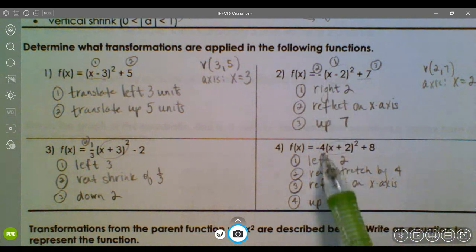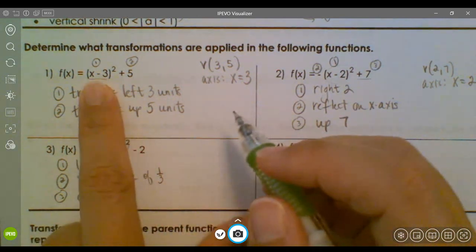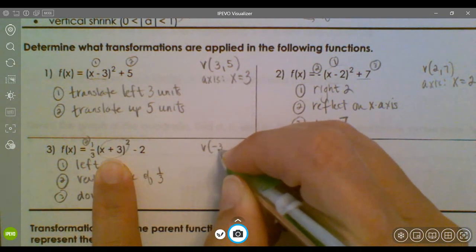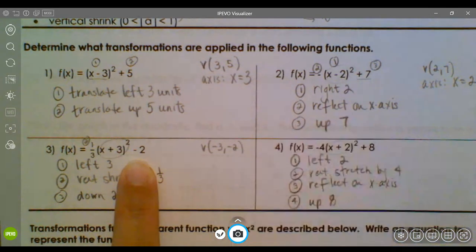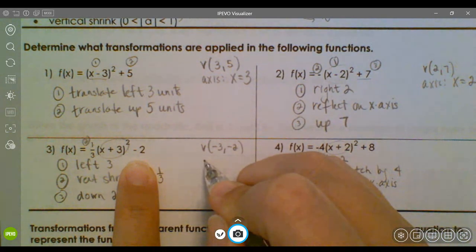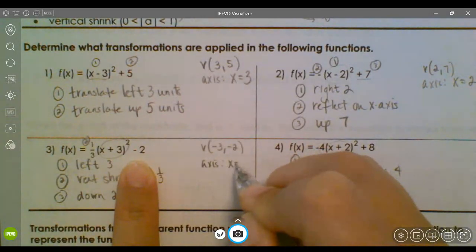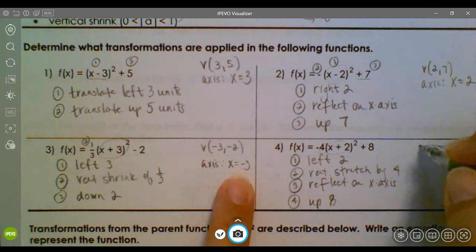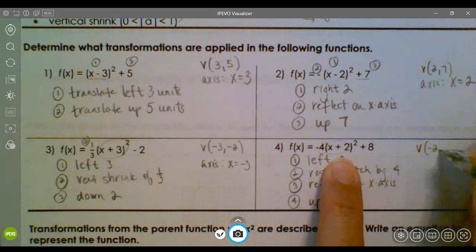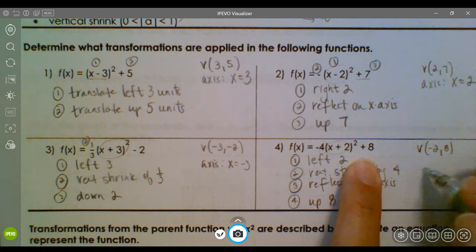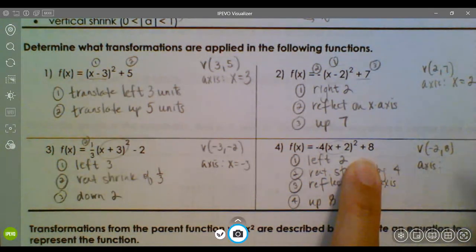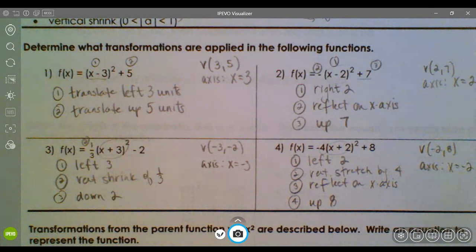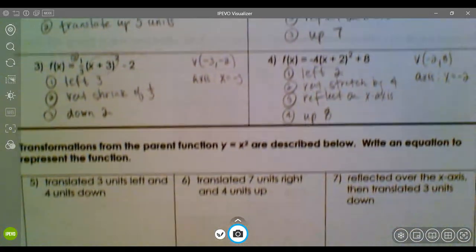The negatives in front don't matter. The numbers in front don't matter. All that matters is what's in the parentheses and what you add. So here my vertex is, instead of plus 3, we're going to subtract the 3. The y coordinate is negative 2. And my axis of symmetry is x equals negative 3. It's the x coordinate of the vertex. Here, my vertex is negative 2, positive 8. And my axis of symmetry is going to be x equals negative 2. Okay? All right, so now let's return to our program, shall we?